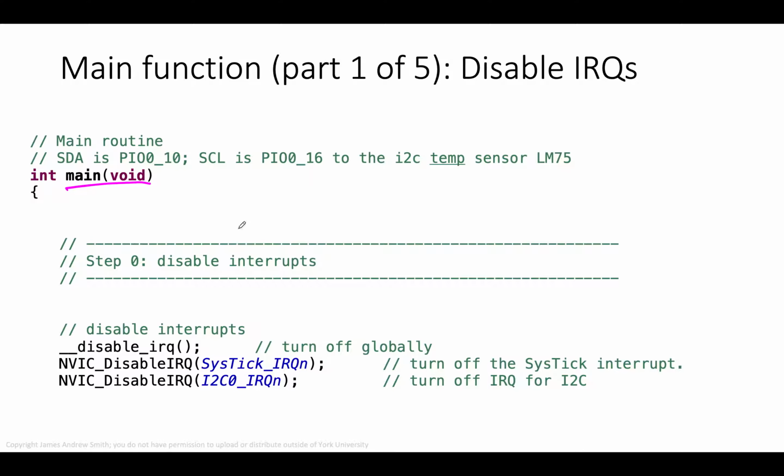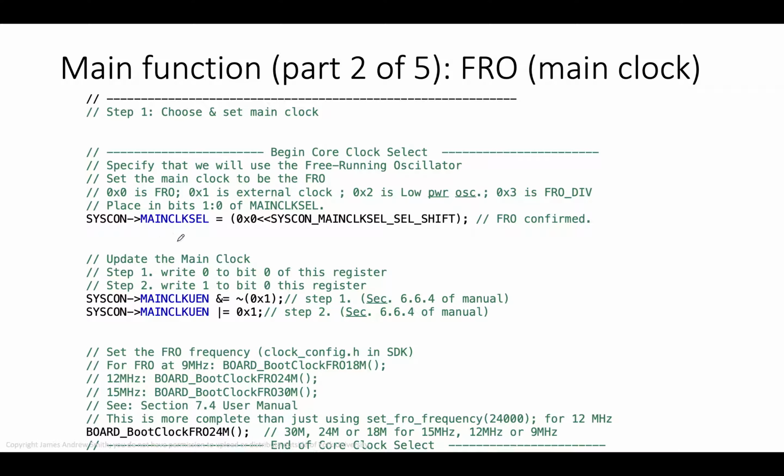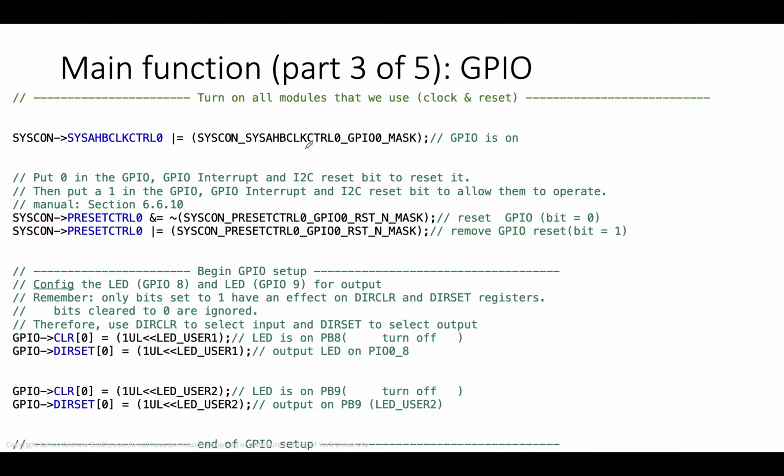The main function basically requires that you start by disabling interrupts. You do the clock selection. This is basically to get your FRO started, right? So we've been doing that a few times. In our case, we're making sure that the FRO is the 12 megahertz FRO as opposed to 9 or 15. From there, we need to set up GPIO, right? Because we have to have LEDs that flash on and off. So here's the GPIO setup, and then we end up having the LEDs 1 and 2 turned on.